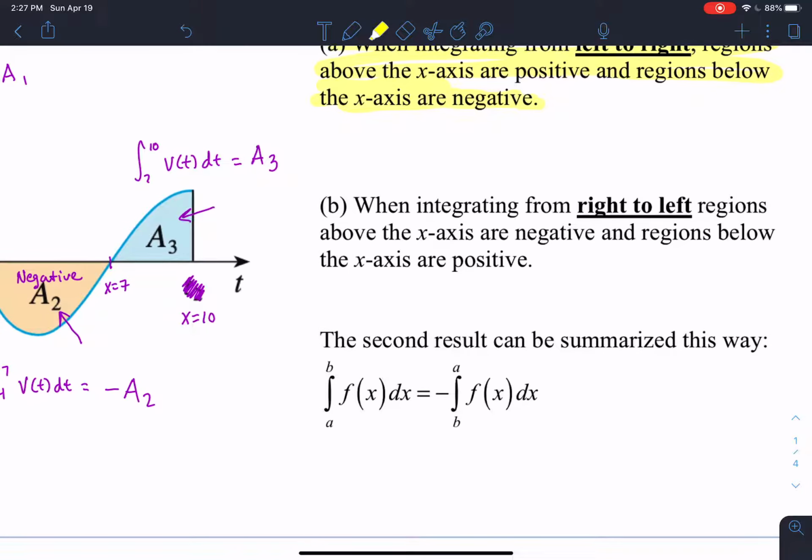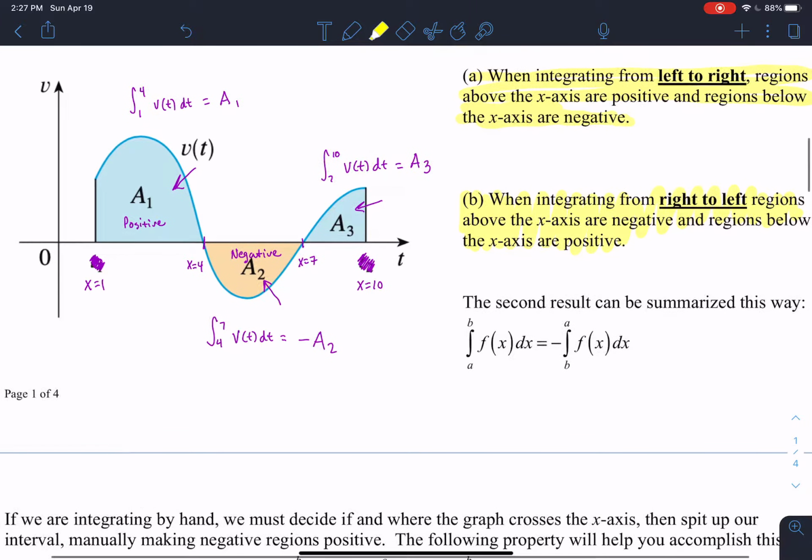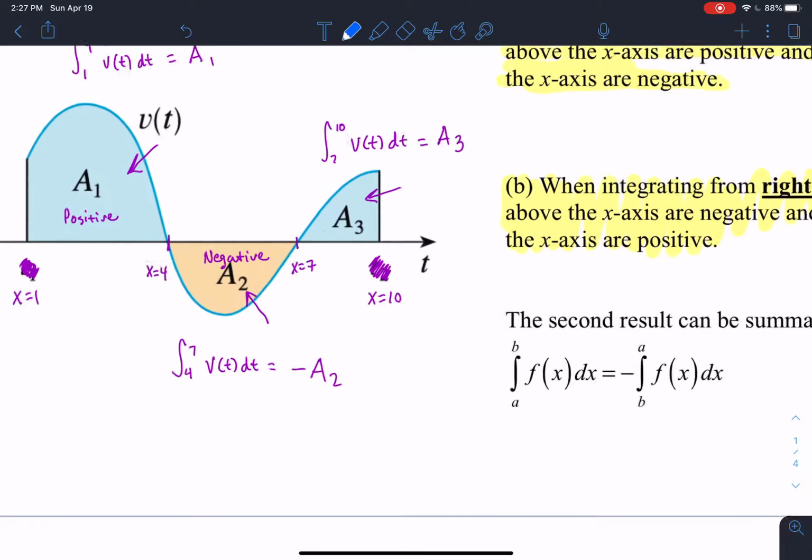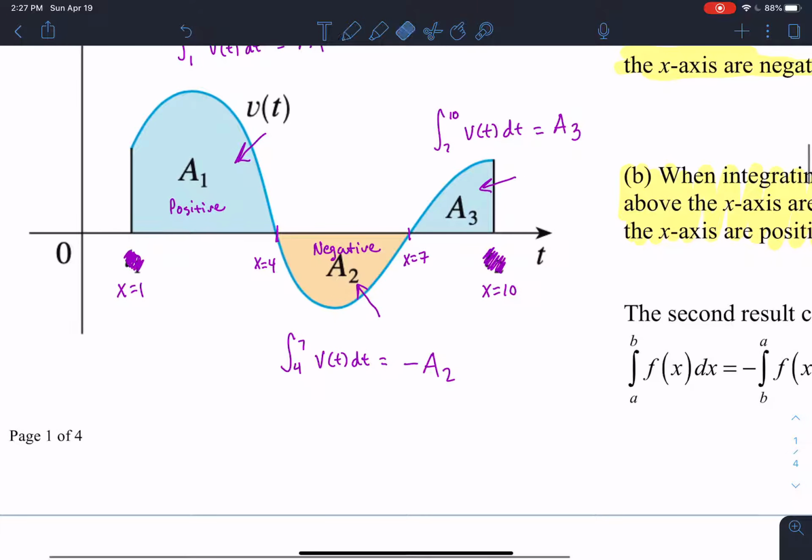Now the second concept is just the opposite of that. If you're integrating from right to left, regions above now become negative, and regions below become positive. So it's like you're working backwards. Everything just switches if you're going from right to left. So for example, I'm going to do this in a different color, and I'm going to erase some of this.